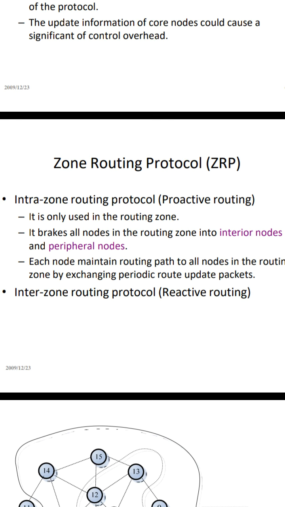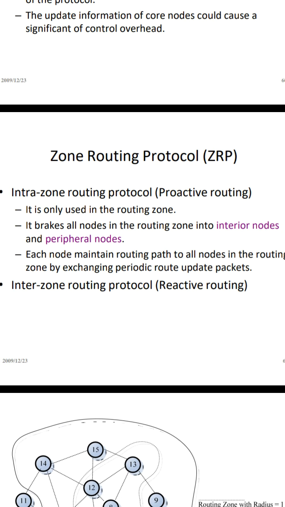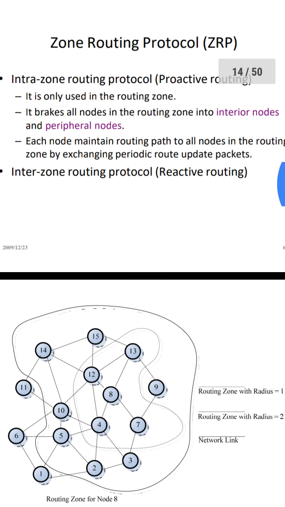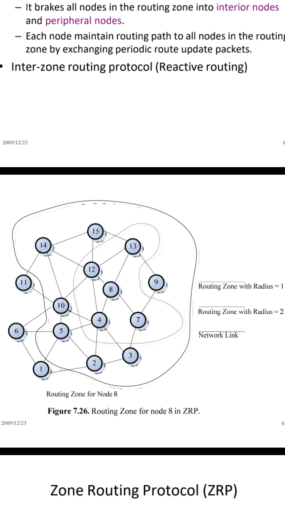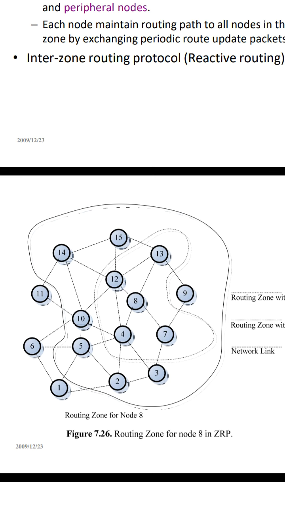So it breaks all the nodes within the routing zone into interior nodes and peripheral nodes. Each node maintains a routing path to all nodes in the routing zone by exchanging periodic routing update packets. So this is the intra-zone. Let us assume this example, so we can clearly understand what I am saying. Okay, so here there are three zones.